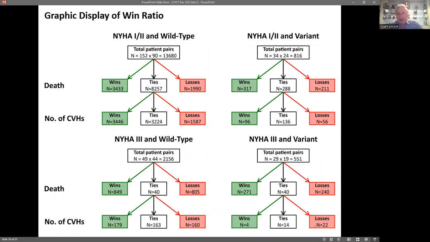This shows, in a slightly complex way, because you now have 4 strata, how you can display what's going on with the wins and losses. Within each of the 4 strata, on this grid here, you can see the wins and the losses occurring amongst deaths and for heart failure, cardiovascular hospitalizations, and you add them all up to get the overall result. That was not in the original publication; it was produced in a sequel article that I published in JACC, the Journal of the American College of Cardiology.